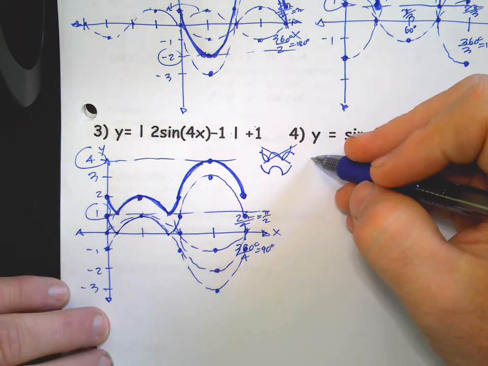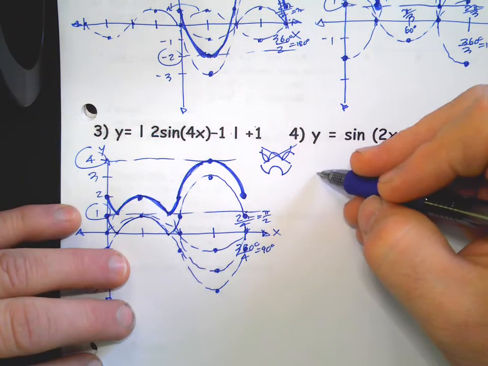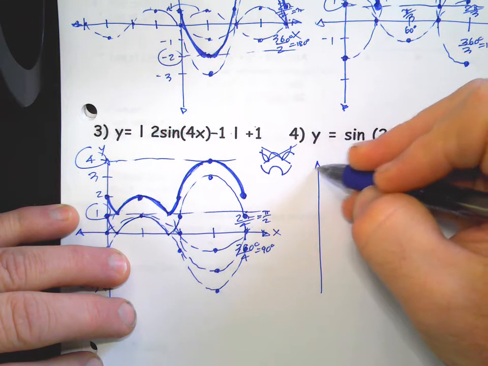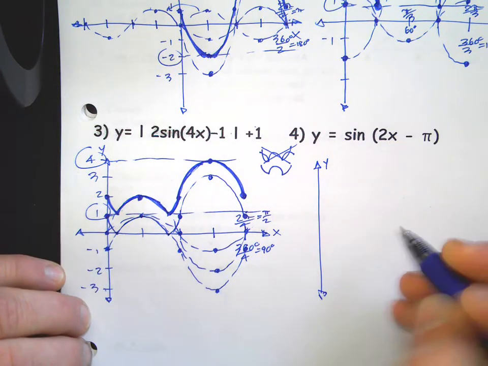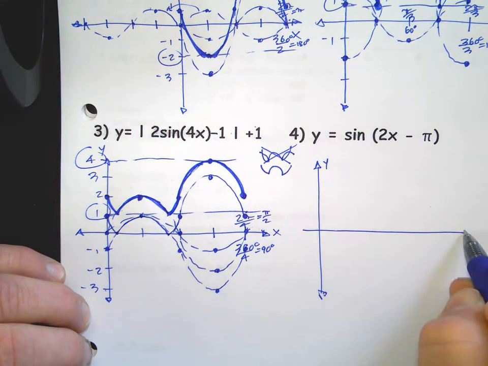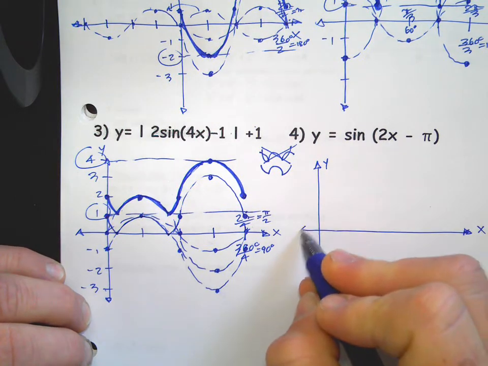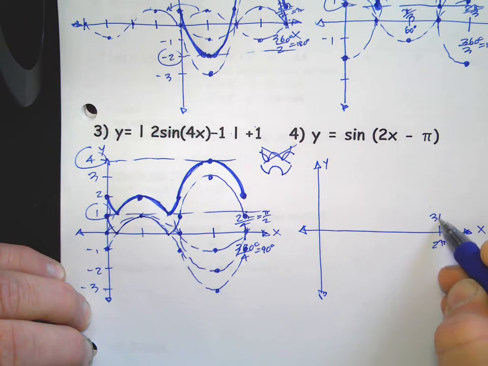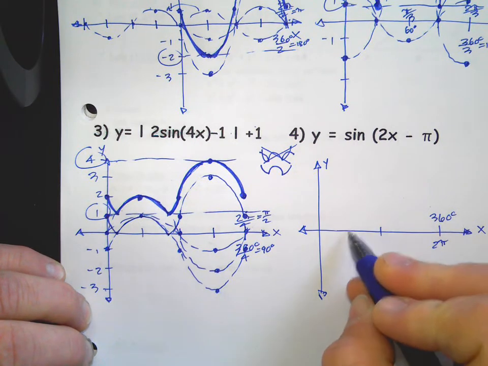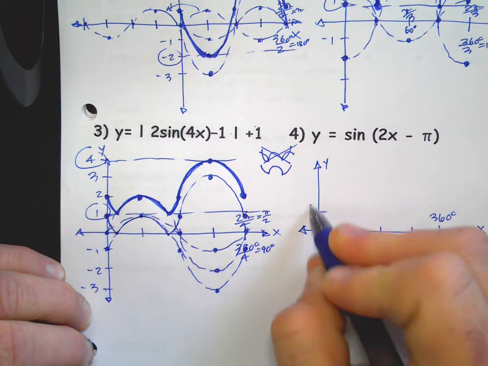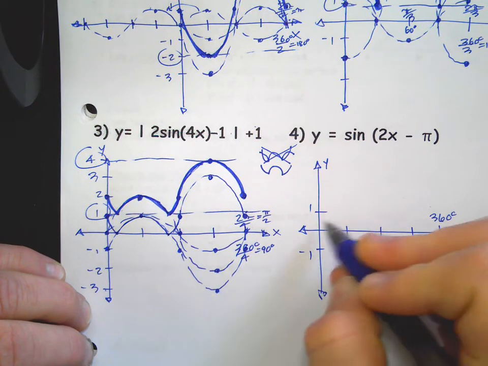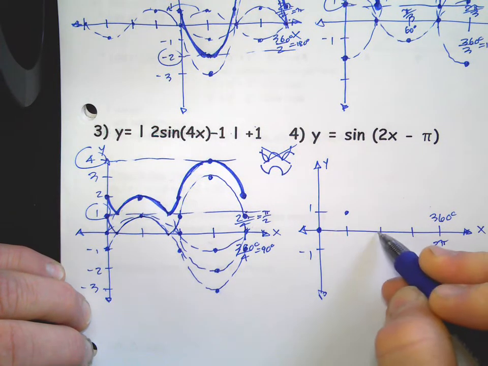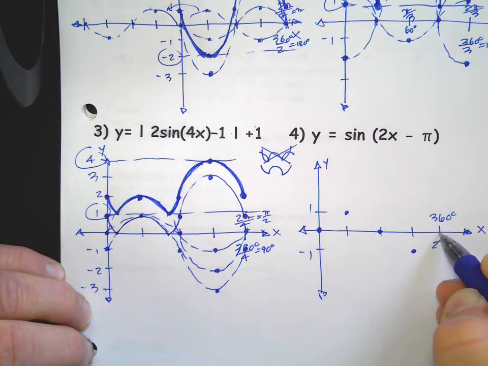Next one. So label the axes. Arrows on the ends. Let's make these look good. 1 period worth, 2 pi, 360 degrees. Cut in half, cut the halves in half. Amplitude. Sine curve starts at 0, 1, 0, negative 1, 0.